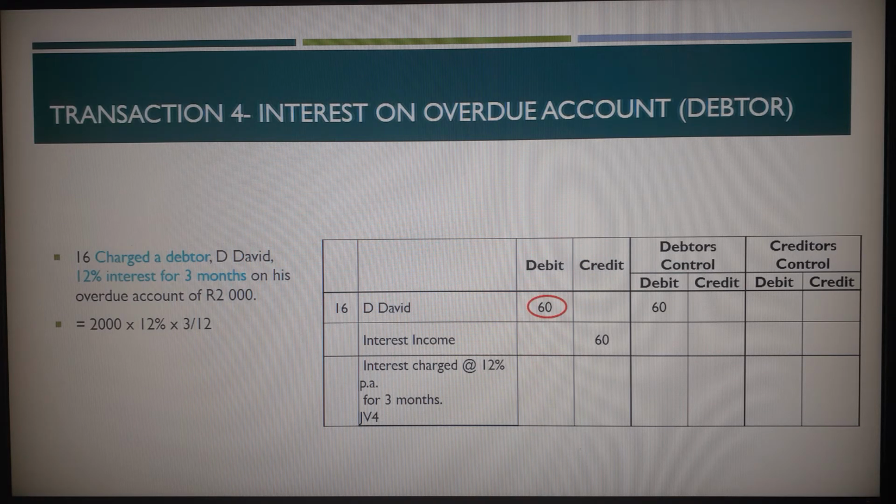Therefore, we debit the debtor with 60 Rand. We credit interest income because we are expecting to receive that interest as income on his overdue account. And the effect on debtor's control is a debit because we are adding to what that debtor owes us.